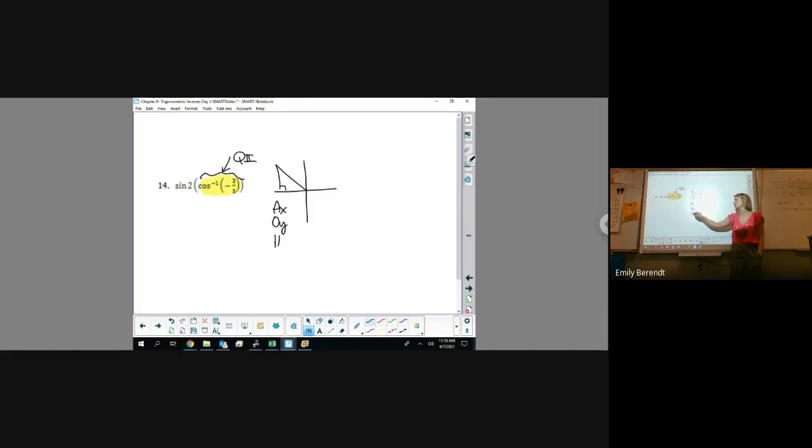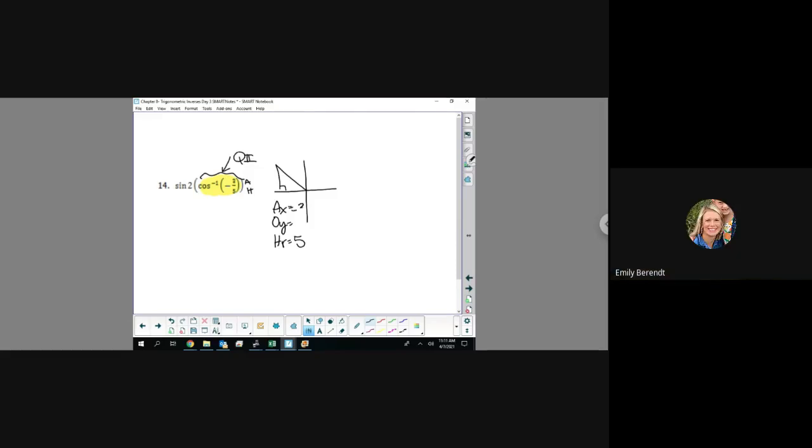So we draw the triangle with the ax, oi, her. Cosine's ratio is what over what? Adjacent over hypotenuse. What do you guys know about the hypotenuse? It's always positive, so it has to be 5, which means the negative belongs to the 3, which is the ax. So negative 3 for the ax, 5 for the her. Leaves you with what for the other leg? 4. You don't know 3, 4, 5? Pythag it out.